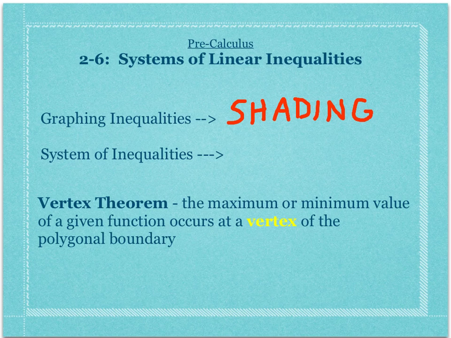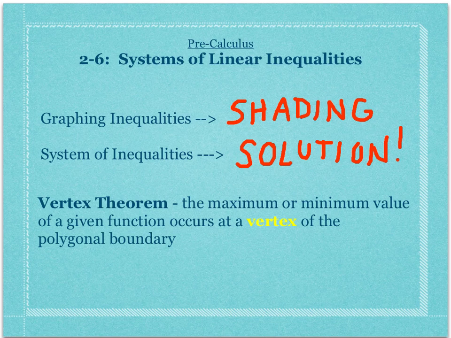And when you see the word system, system of equations is what we've been working on earlier in the chapter. When you see system of inequalities, the word that might pop into your mind is solution, because when we solve systems, we are looking for a solution. In this case, our solution will be a shaded region, but it'll be even more specific than that.